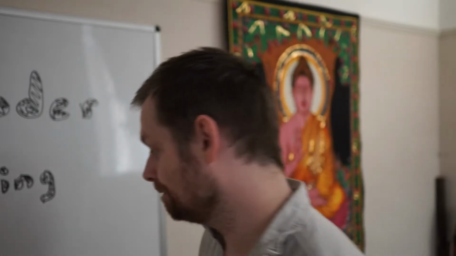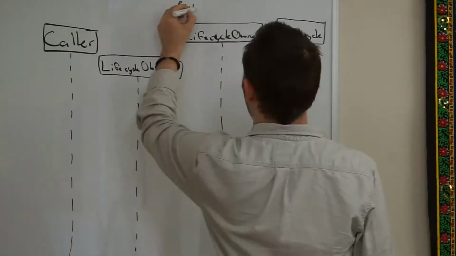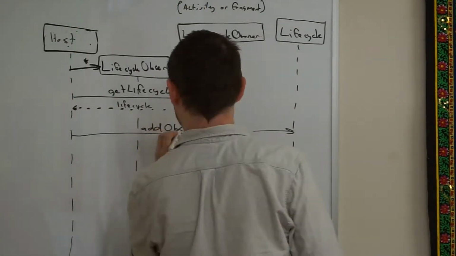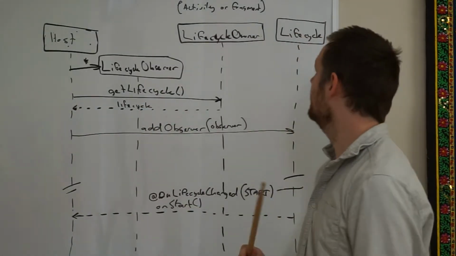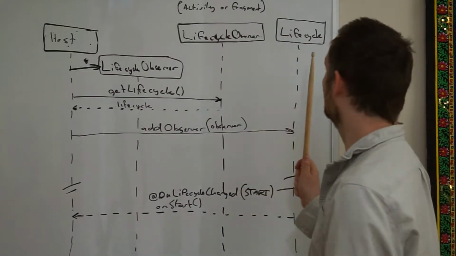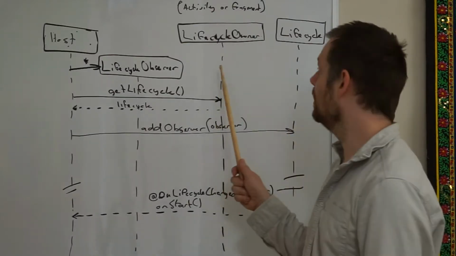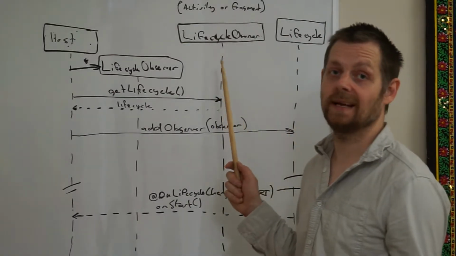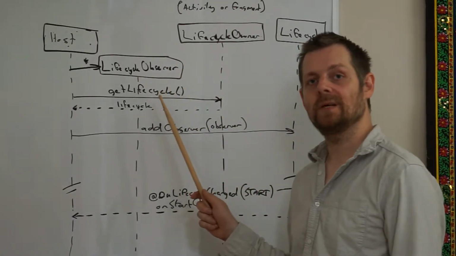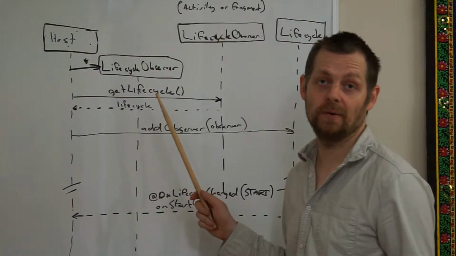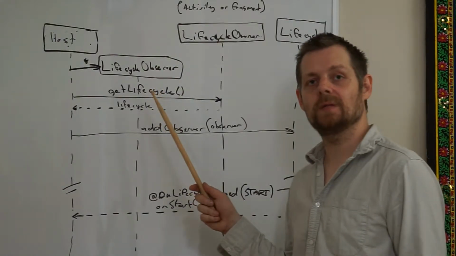In order for me to describe this effectively, I'm going to draw up a diagram on the board. So in this diagram, we have a lifecycle, which is owned by a lifecycle owner. And in most cases, this will be an activity or a fragment. And we have a lifecycle observer, which is effectively our component, which can implement this lifecycle observer interface.